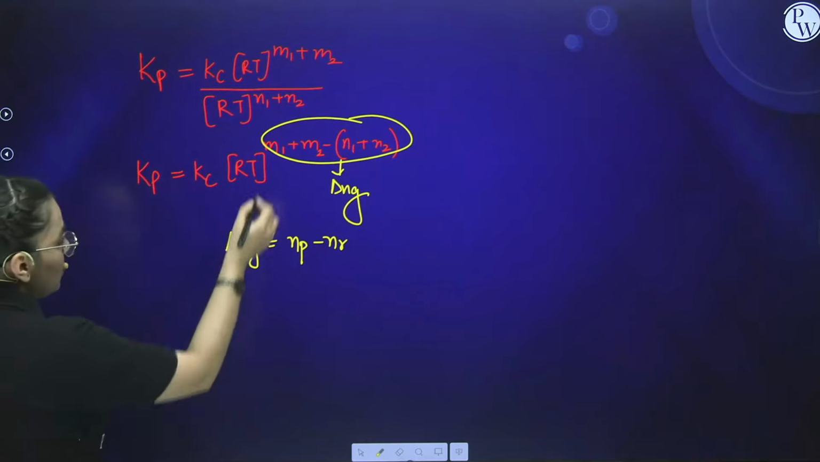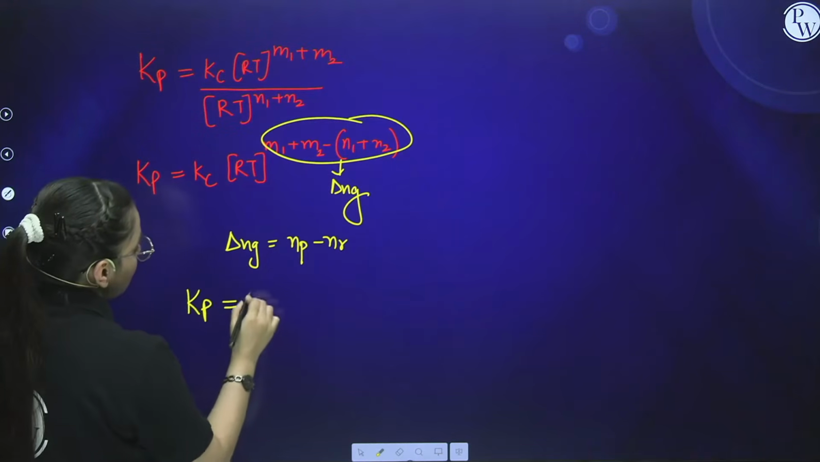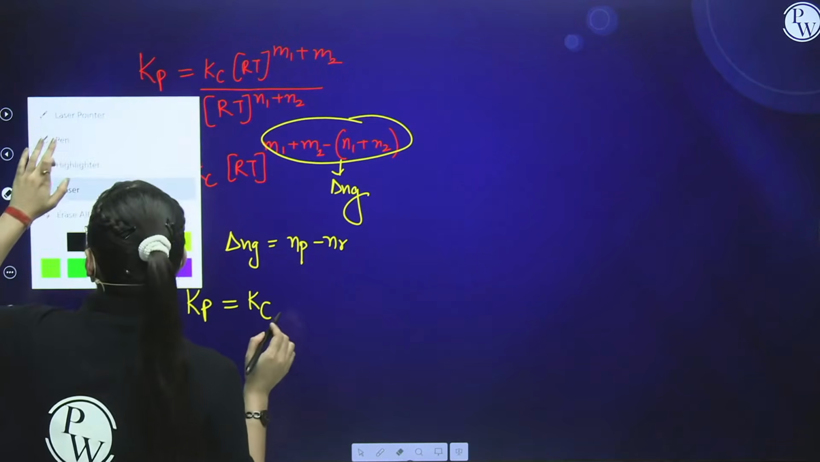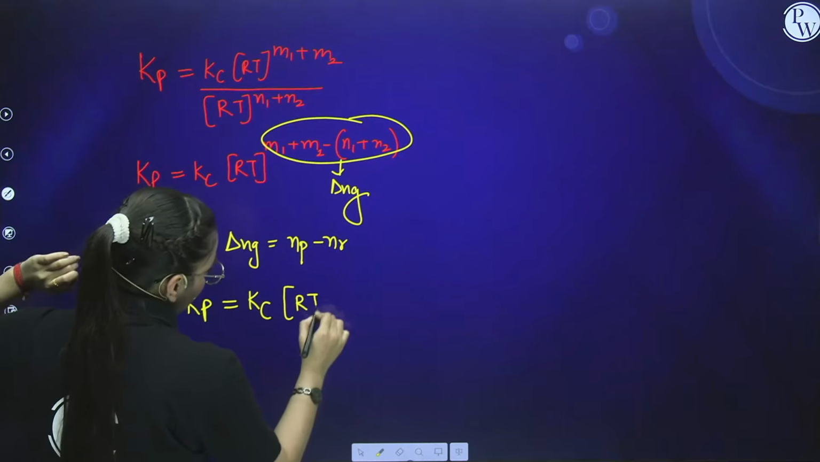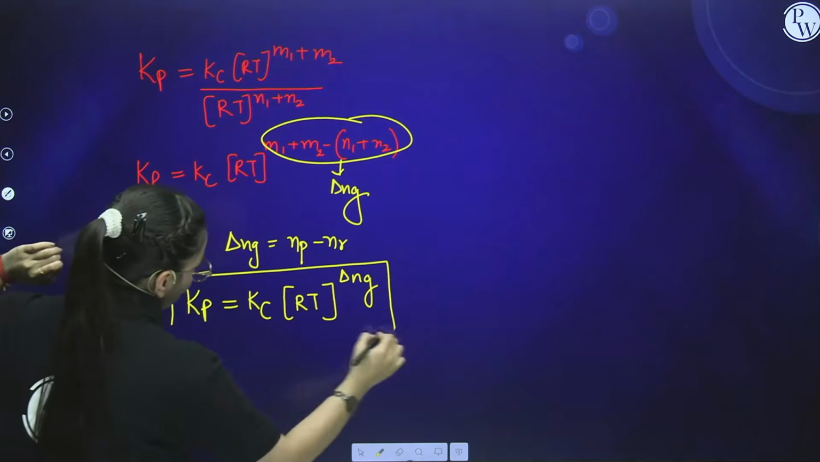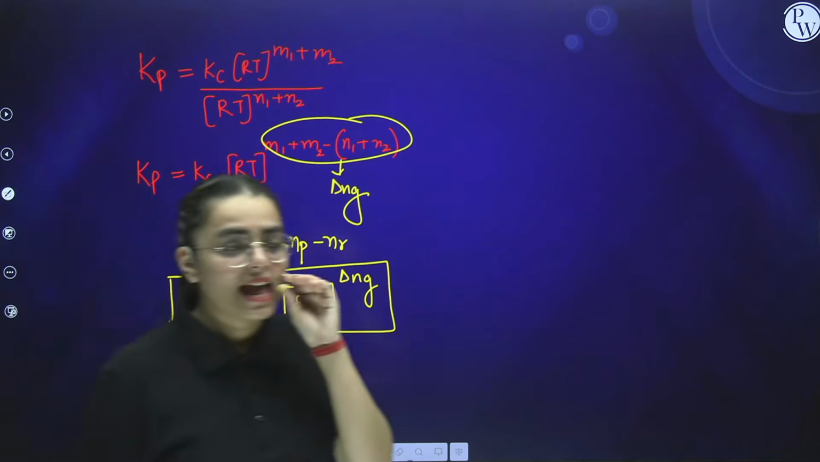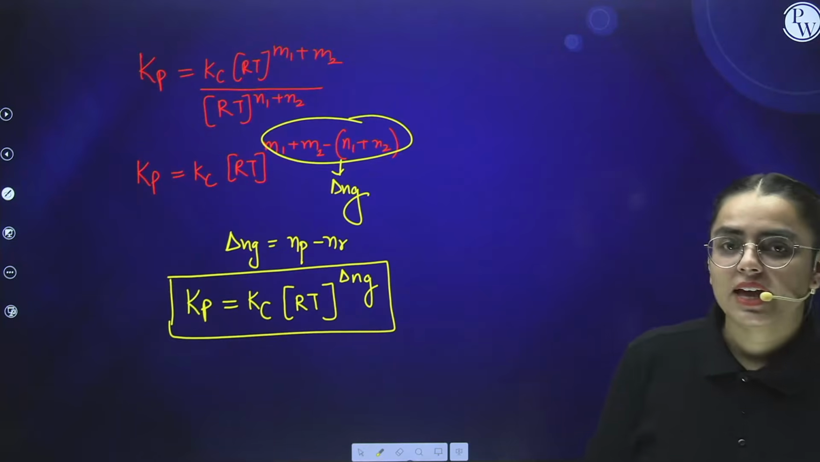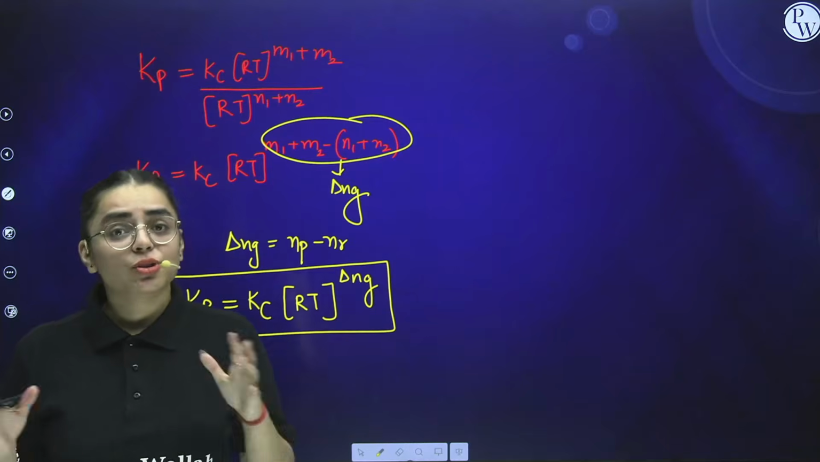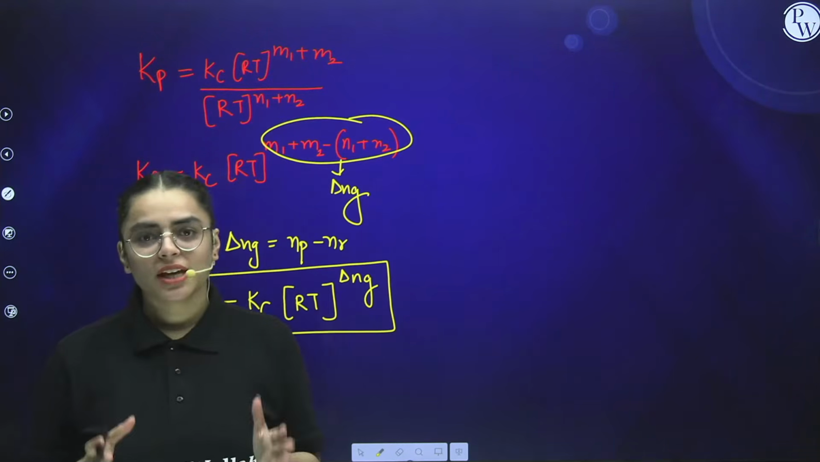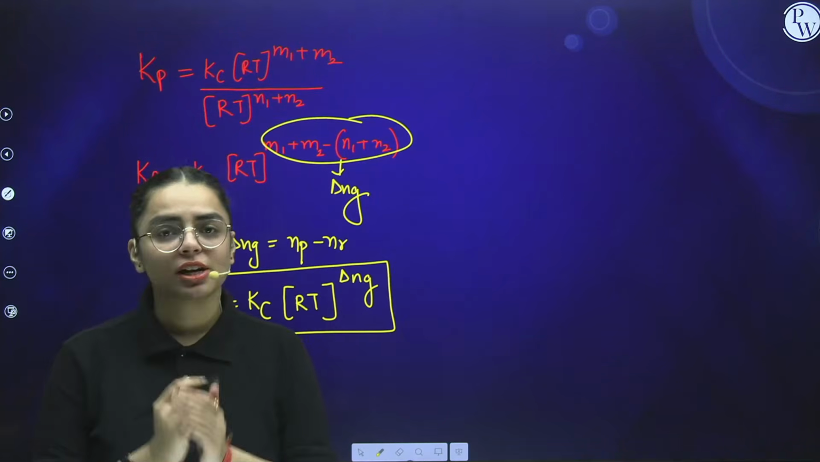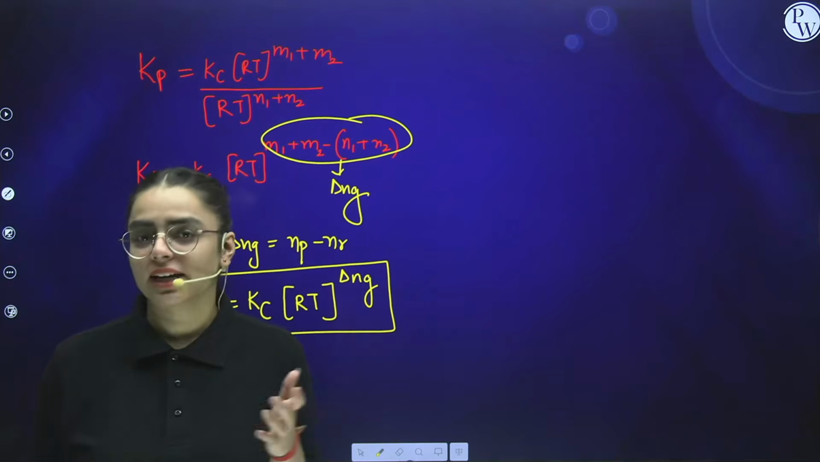Now here, if I replace this with delta Ng, what is it going to be? Kp is equal to Kc into RT to the power delta Ng. This is the relationship that you have established between Kp and Kc. It is very, very important. You are going to get a lot of questions from this formula, students. So yes, students, this formula is going to be very important and you have to use it in the questions. And while doing the questions, we are going to see how to calculate delta Ng.